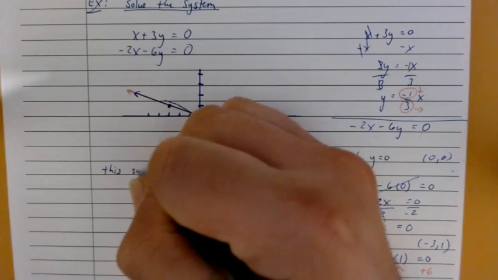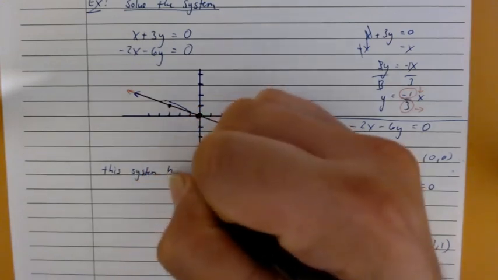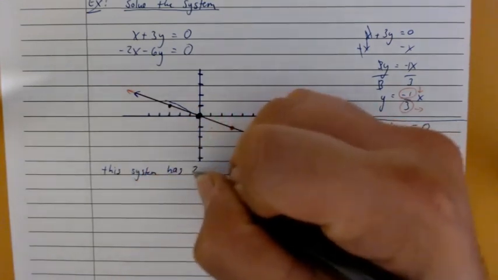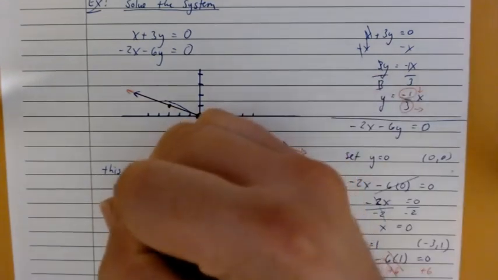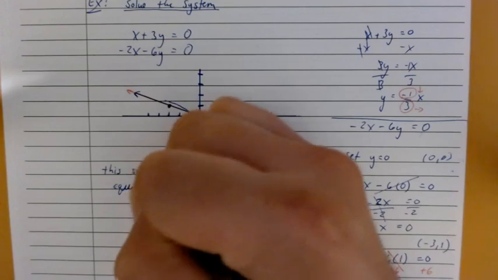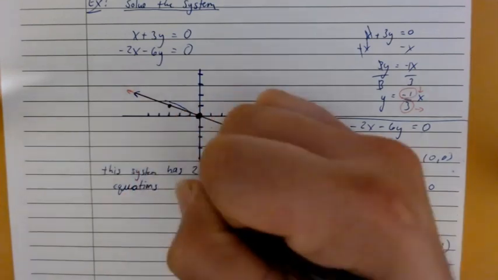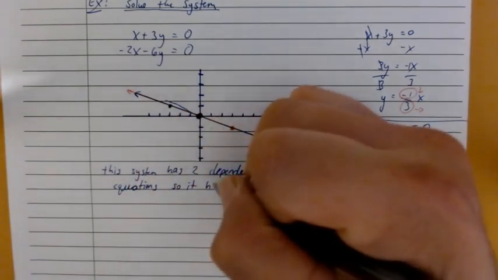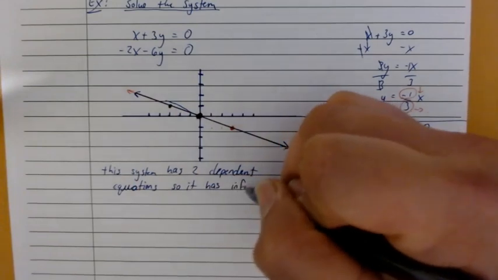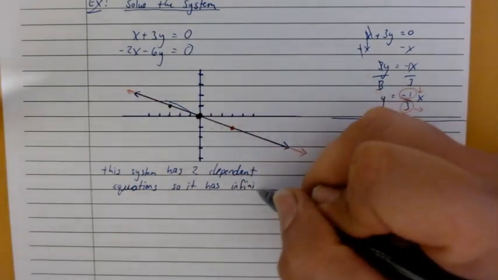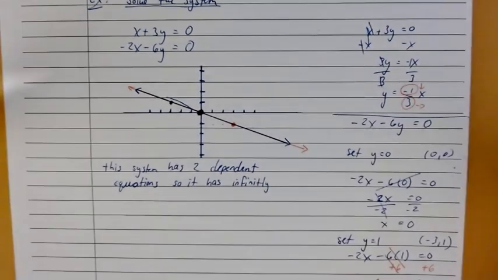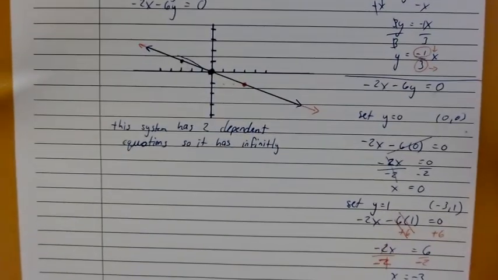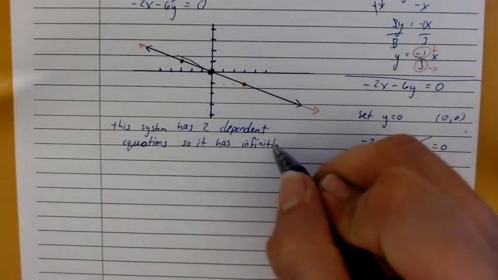This system has two dependent equations. So it has infinitely many solutions.